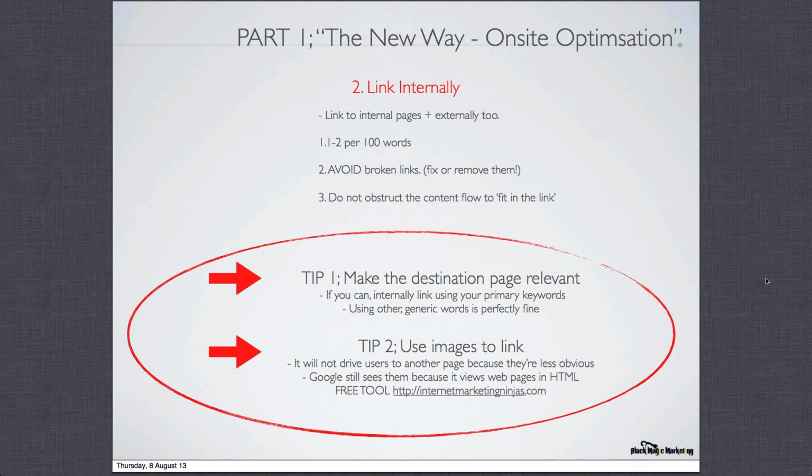Primary keywords would be your main keywords, and generic keywords is fine. They're terms like click here, learn more, read more. Your primary keywords can also be your brand and your website URL too. Use images to link. It might not drive users to another page because they're less obvious that you've got to click on them, but Google sees them as a link, and it's just a bit of link diversity.